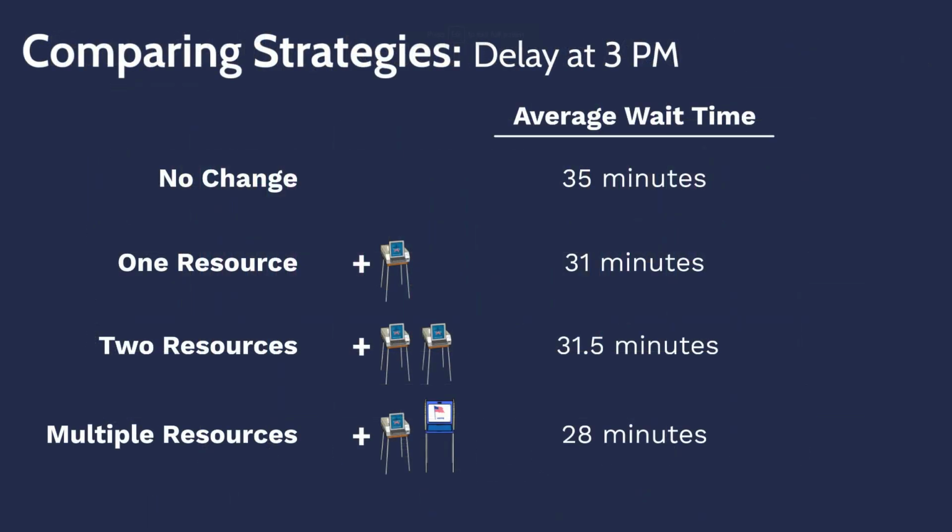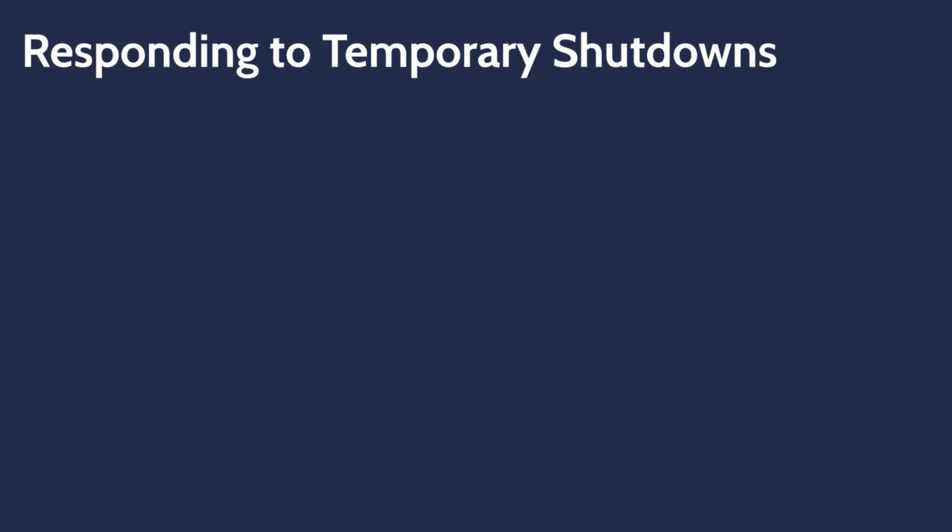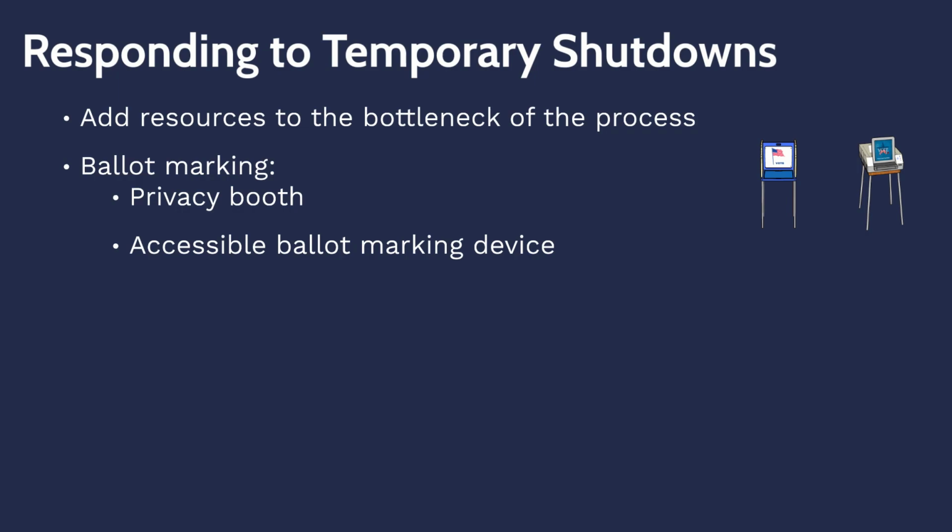Comparing the strategies of allocating resources to one station or adding a resource to multiple stations demonstrates that the largest benefit is achieved by adding a privacy booth and accessible ballot marking device to the polling location simultaneously. When experiencing temporary shutdowns at a polling location, attempting to increase the quantity of resources after the delay is resolved may assist in minimizing the increase in voter wait times caused by the interruption. In the presented case, the process of marking a ballot becomes the bottleneck of the voting process, indicating that adding a privacy booth, accessible ballot marking device, or both may effectively reduce wait times, even when added an hour after the delay has been resolved.